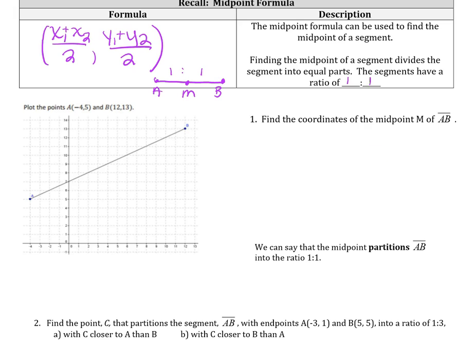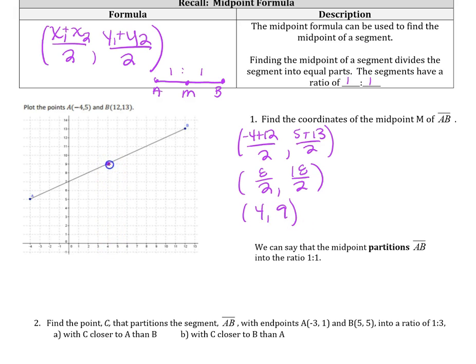So in our picture below, I have points A and B. A is at -4, 5, B is at 12, 13. I'm going to find the midpoint M of AB. So I'm simply going to add the x's, divide by 2, add the y's, divide by 2. So I'm getting the point (4, 9), which I'm going to go ahead and plot. Okay, that's our midpoint. And we can say that it divides the segment AB in the ratio of 1 to 1.